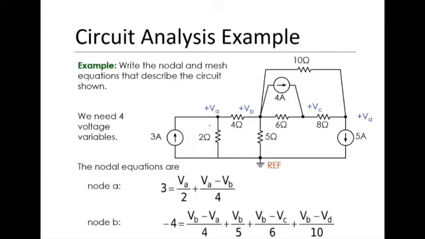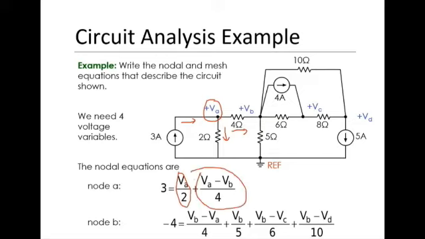Okay, so first we do nodal analysis. We have 1, 2, 3, 4, 5 nodes. For node A, we have 3 amperes going in, and there are two resistors connected to it. Therefore, this would be VA minus 0 over 2. This is this term. VA minus VB over 4. This is this term. So you have this for node A.